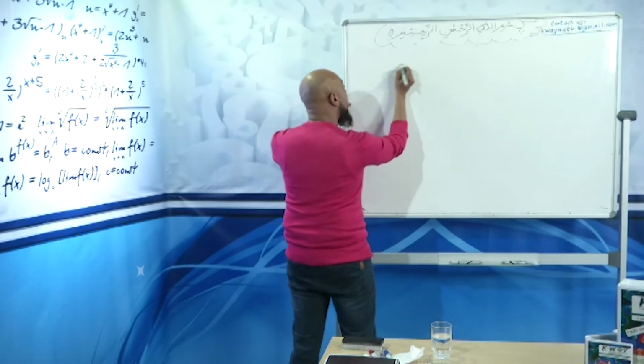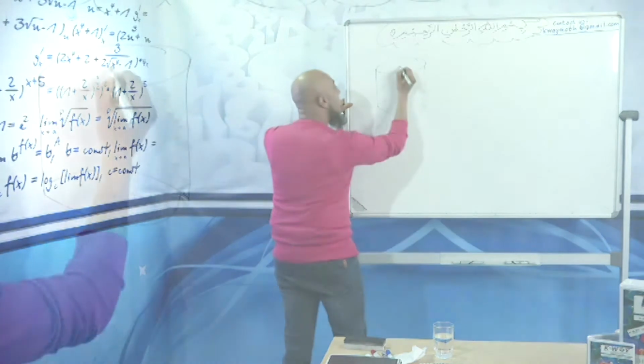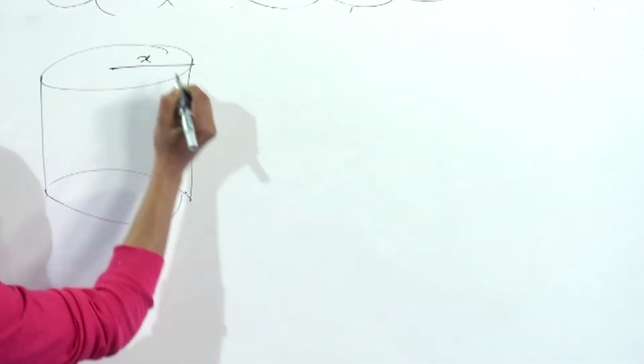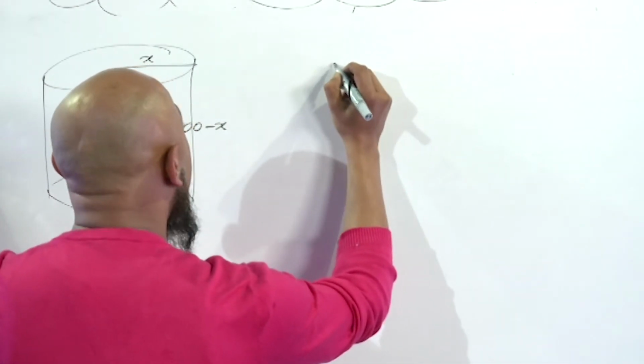We now go into a shape. Let's give you a shape. Let's take a cylinder, right? And I tell you that this here is x, and I tell you that the height is 300 minus x. I tell you that question number 1.